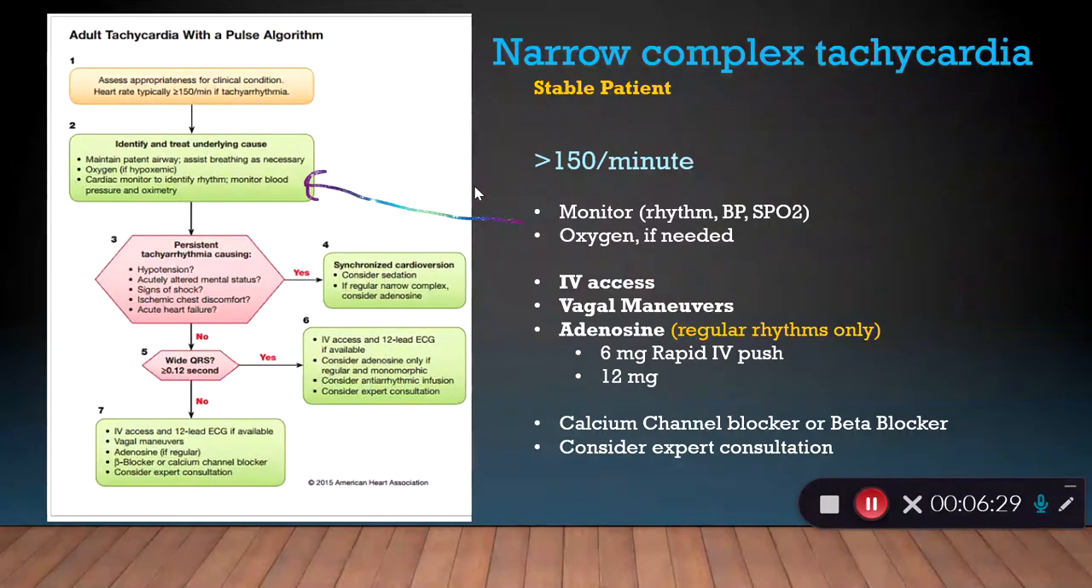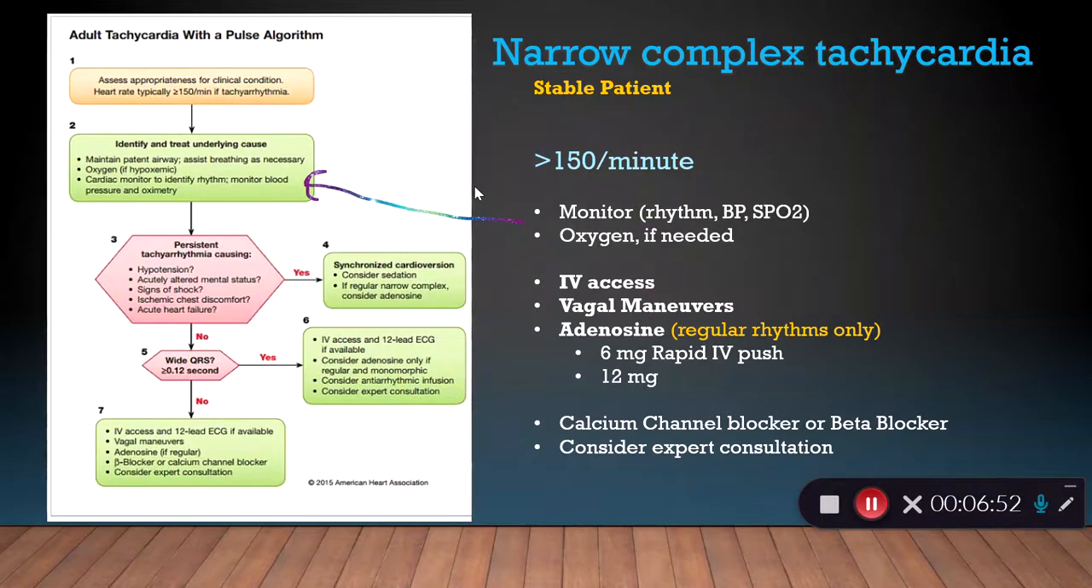Then, because we've got a little time, they're stable, we're going to start an IV, and we are going to give them the opportunity to try some vagal maneuvers. Now, the vagus nerve runs from the brain all the way down to our rectum, so to speak, okay? And we can stimulate that vagus nerve.